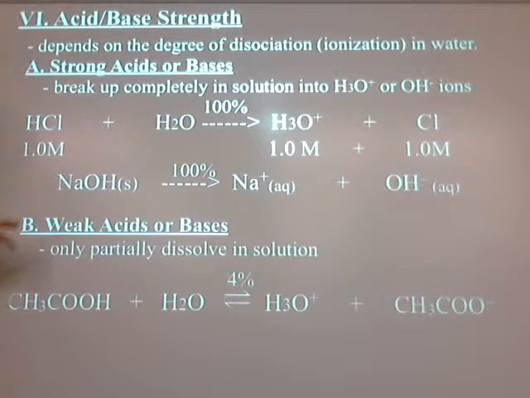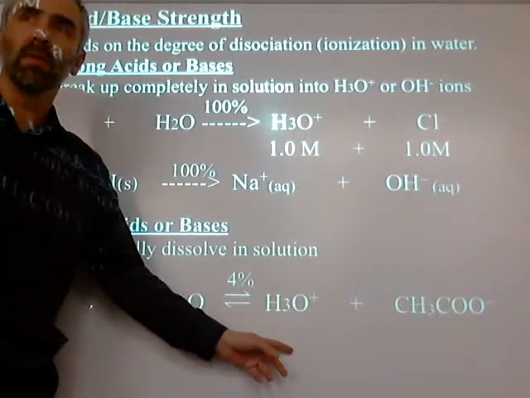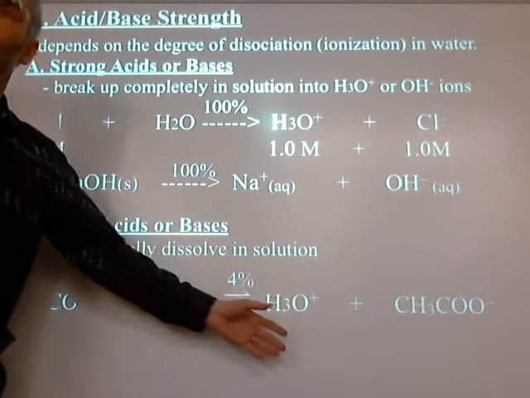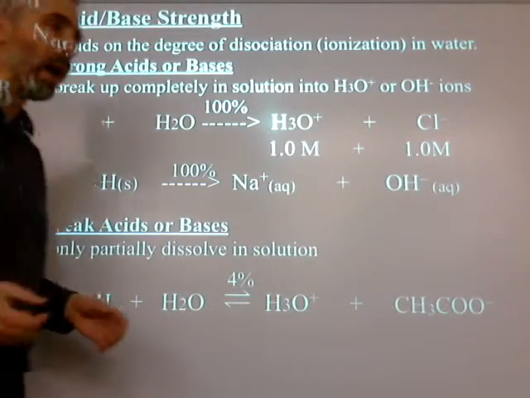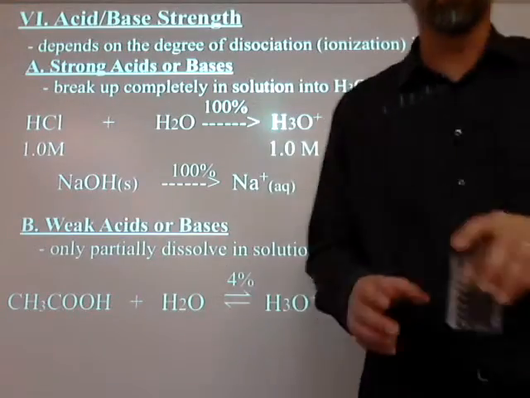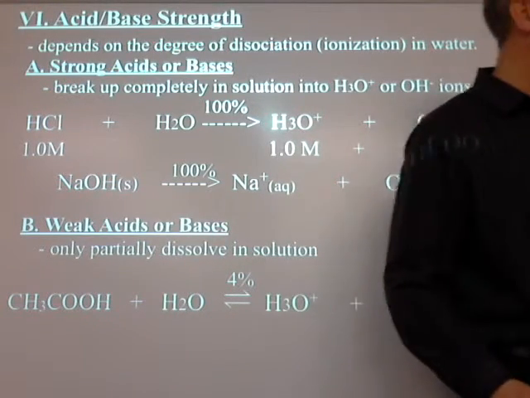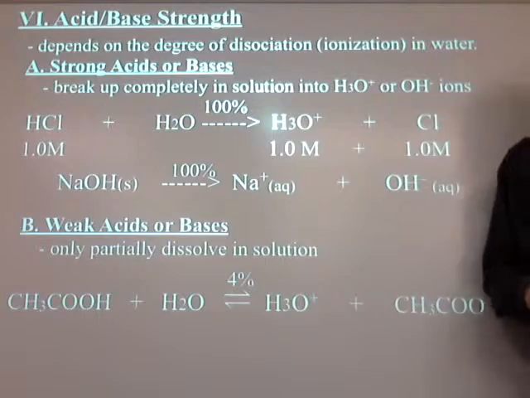So here's the crazy part. If I put 1 mole of this stuff in here, I do not get 1 mole of hydronium ions. I only get about 4% of that turned into hydronium ions. And that's why when you saw me do the beaker for vinegar, it didn't work very well. Okay? And the same thing is going to be true if I do a weak base.